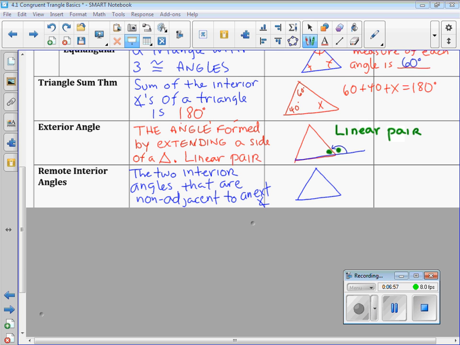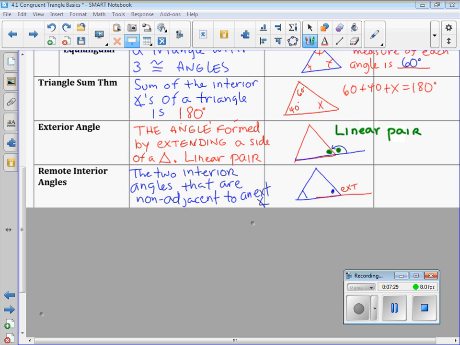Okay, remote interior angles. There's two that are always associated with any exterior angle. So the definition is the two interior angles that are not adjacent to an exterior angle. So let's take a look what that means in picture form. So to get an exterior angle, I'm going to extend this side. So here's the exterior angle. If you take a look at the angle that's next to it, right here, that's the interior angle that is adjacent to that exterior angle.